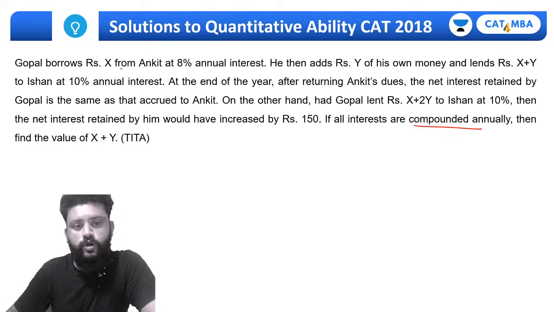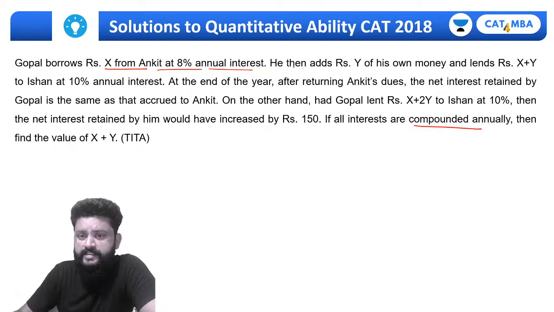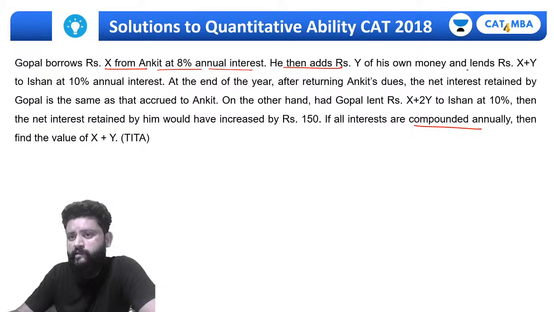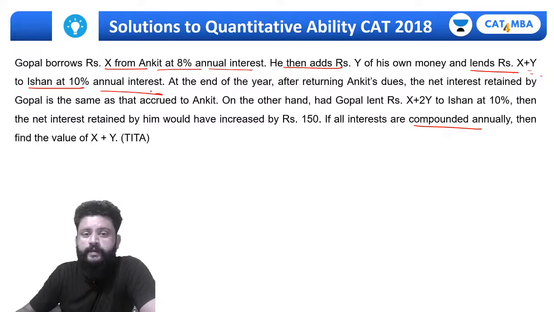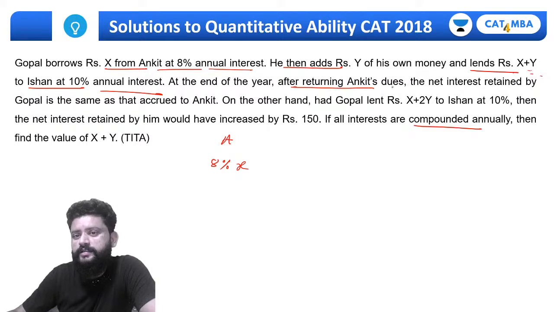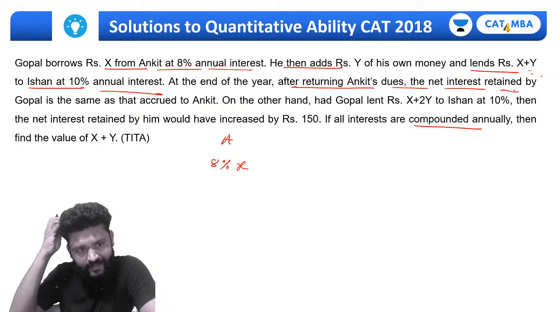Let's begin. Gopal borrows X rupees from Ankit at the rate of 8% interest. He then adds Y rupees of his own money and lends X plus Y to Ishan at the 10% rate. So first thing, what is the gain of Gopal? Ankit will get 8% of X, right? Ankit will get this much profit. At the end of the year, net interest retained by Gopal is the same as that accrued to Ankit.